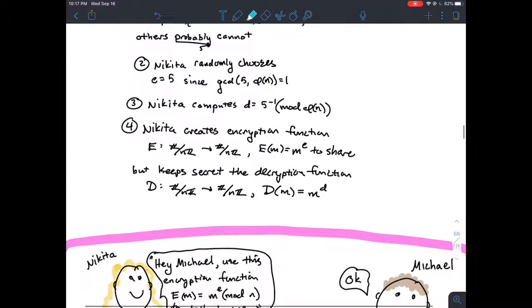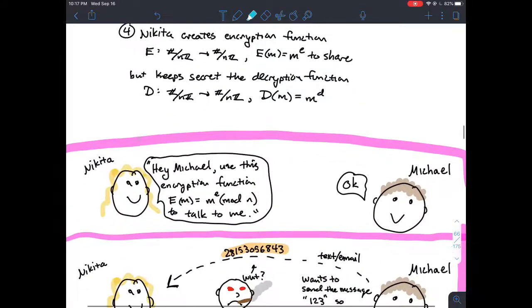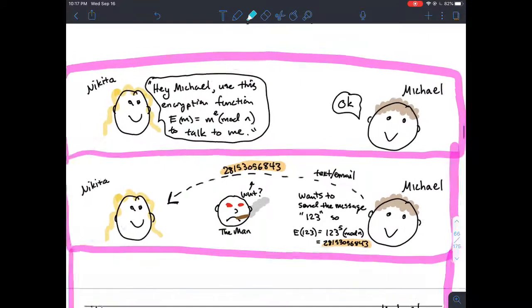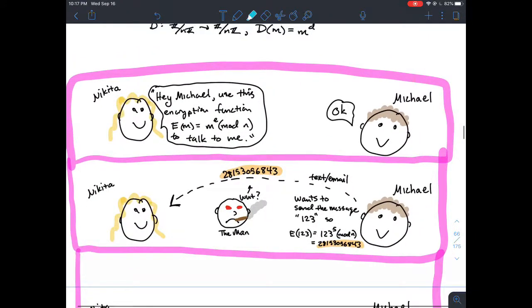And so let me give you a little picture here too, a little cartoon that I drew. I probably spent way too much time drawing this cartoon, but it was kind of fun. So in the first little slide here, Nikita says, "Hey Michael, use this encryption function, E of m is equal to m to the e mod n, to talk to me," where little e here is 5 and n was that huge string above. And Michael's like, all right, yeah, fine.